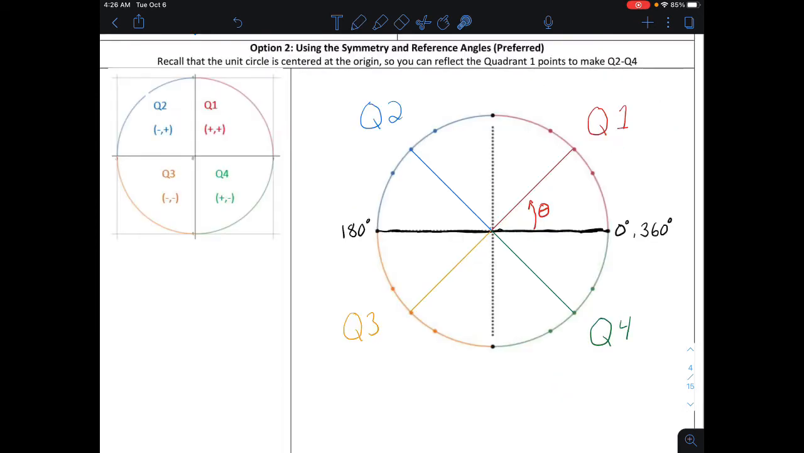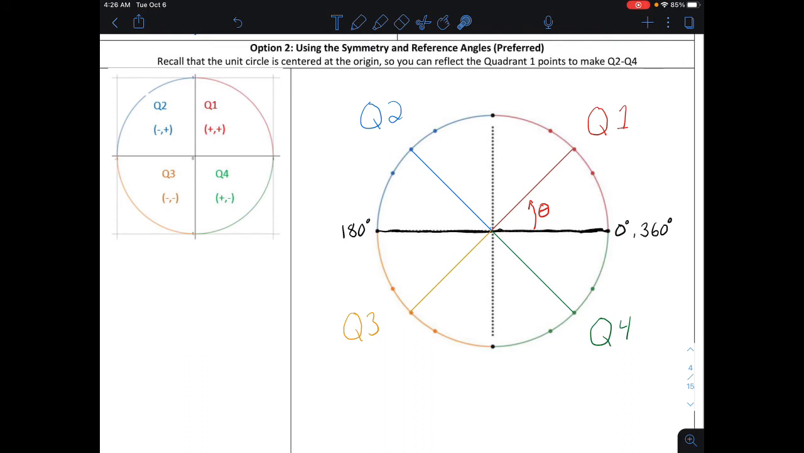So I mentioned just a minute ago that there was a second option to deriving the other three quadrants of the unit circle: using symmetry and the reference angles. Now when we made our quadrant 1 points, so our 30-degree point, our 45-degree point, our 60-degree point, and their radian values and their terminal points, quadrant 1 is my reference quadrant. And so I want to use that quadrant to make quadrants 2, 3, and 4.